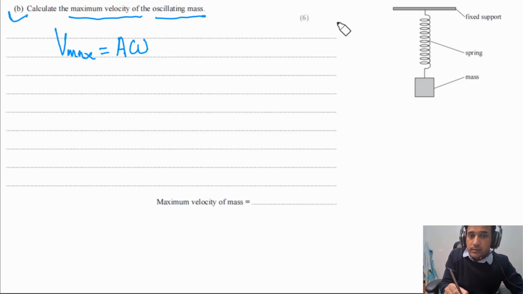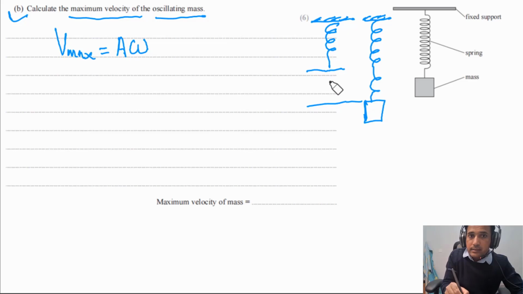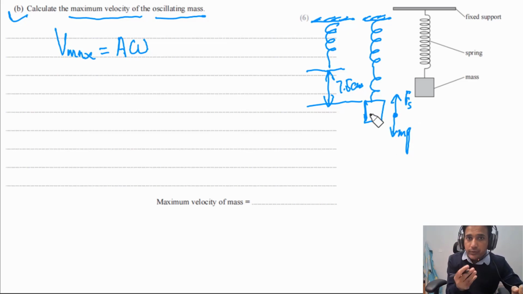So let's try to understand this one step by step. First of all, in the question it was given to us that we have the spring, and then we attach mass to this spring. When we attach mass, this spring extended by, and this extension is given in the last part. This is equal to 7.5 centimeters. So at this point, mg is acting down, and the spring is in equilibrium at this point. So the spring force is equal to mg.